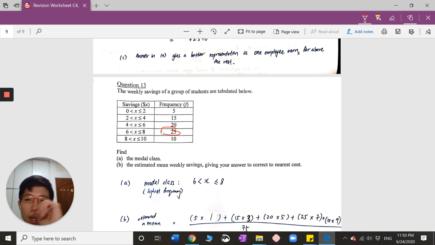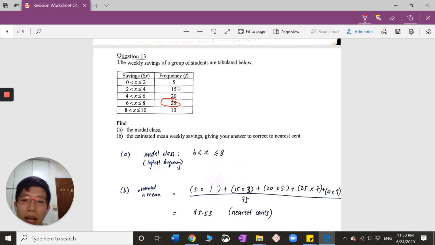So between 0 to 2, I take 1 as the middle value. How do I get 1? You just take 0 plus 2 divided by 2, which will give you 1. So I take 5, the frequency, times the middle value, which is 1. 5 times 1, 15 times 3, 20 times 5, 25 times 7, 10 times 9. All those 1, 3, 5, 7, 9 are the middle values of these 5 class intervals. And I divide by 75 as there are 75 students in this question. So I add them up and divide by 75.